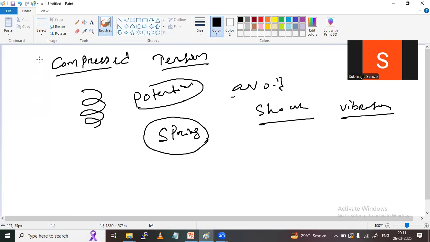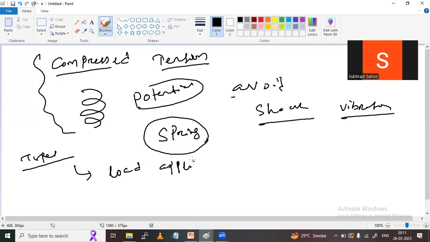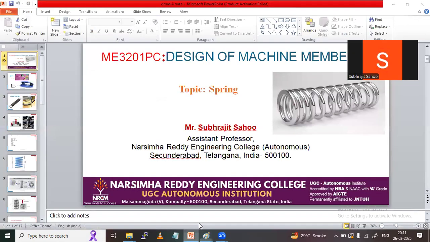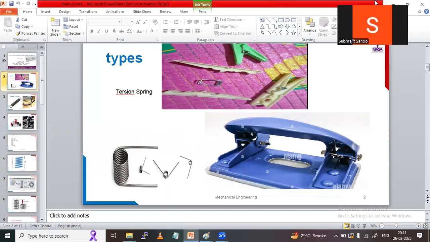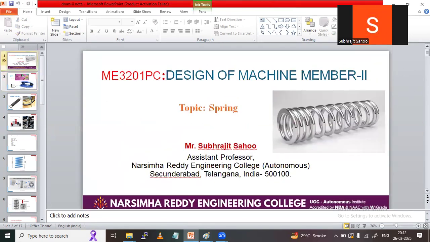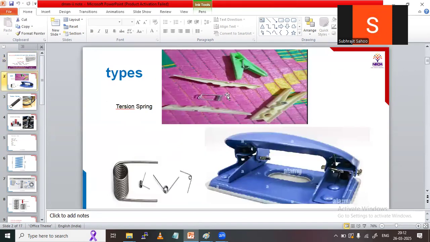Sir, I told about the introduction to the spring. Sir, what are the several types of springs? There are several types of spring based on the load applied. Based on the load applied, they may be classified into three types, right? What are the three types, sir? The first one is the torsion spring. You see this kind of picture, we use it to fix washing clothes, right? The clips. This kind of spring is called a torsion spring.